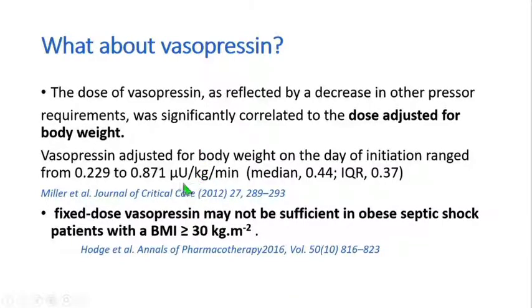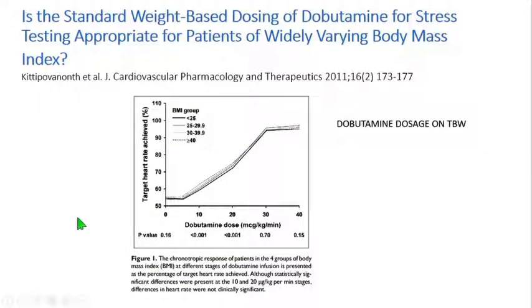Vasopressin in morbidly obese patients, instead of using a fixed dose, we probably need to use adjusted body weight when we want to use vasopressin. And for a drug like dobutamine, probably we need to use total body weight.